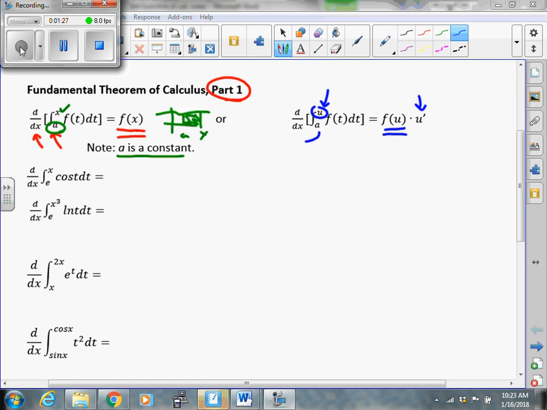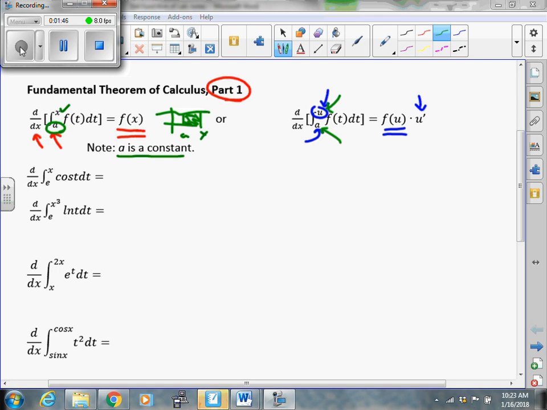Again, notice that there's a constant right here. We'll show you what happens if they're both functions, if both up here at the top and the bottom of your integral are functions. I'll show you how that works in a little bit. So it's best to illustrate by example.